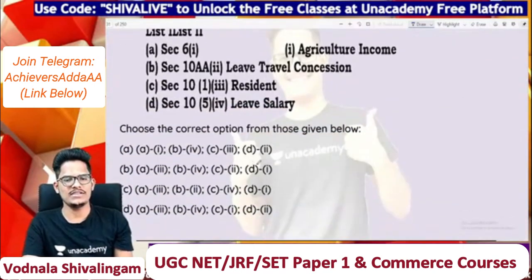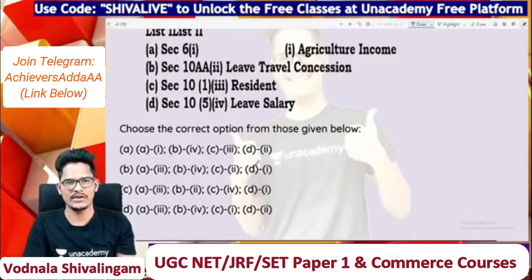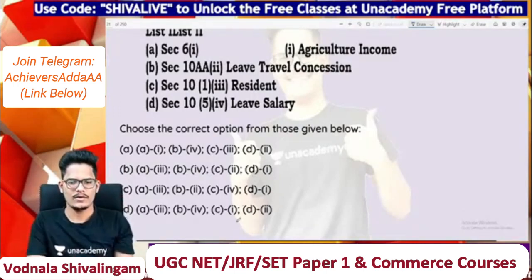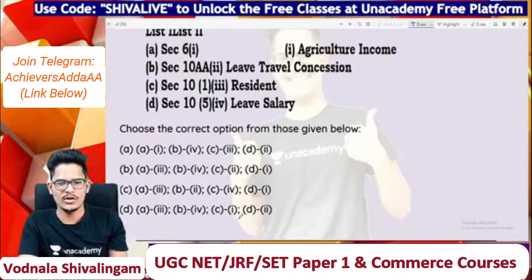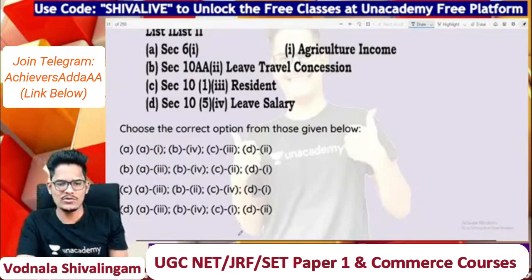Next, section 6(1), section 10(10AA), section 10(1), section 10(5). Agriculture income, leave travel concession, and residential status and leave salary. Option D. What about others? Why, even though 16 members are there in the class, do only 2 to 3 members or 5 members maximum respond?